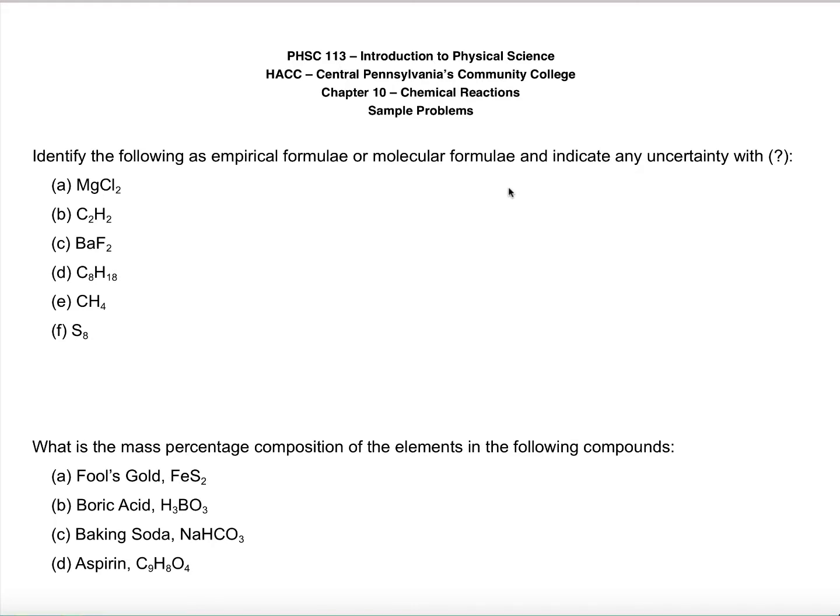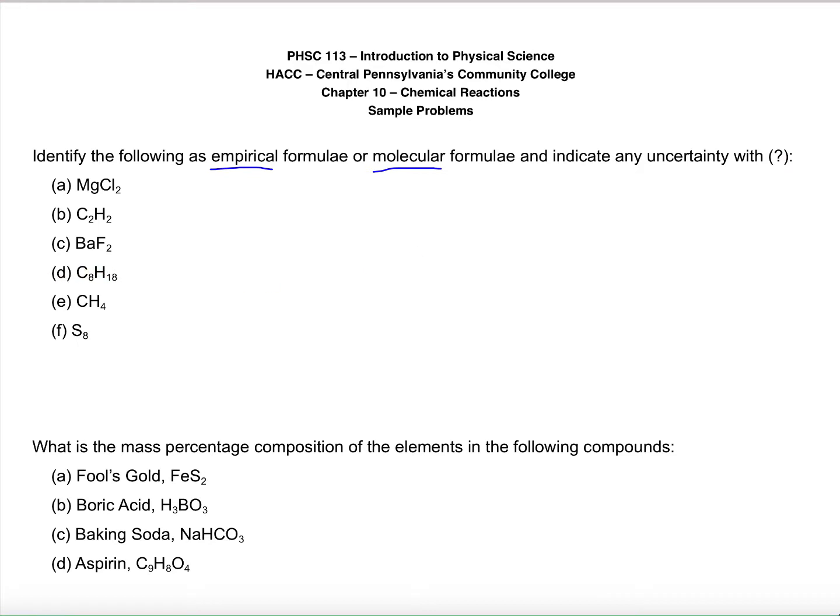In this video, we will work through the sample problems for Chapter 10 on chemical reactions. So we'll see a few different calculations here and a few others that do not involve calculations, as we've had in previous questions. So let's start out here with this first one, which says to identify the following as empirical or molecular formulae. And if there's anything that's uncertain, we want to put a question mark by it.